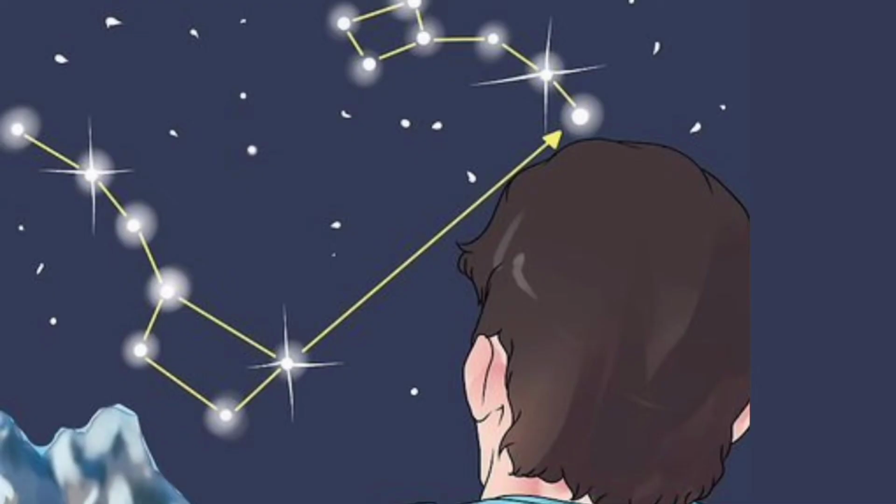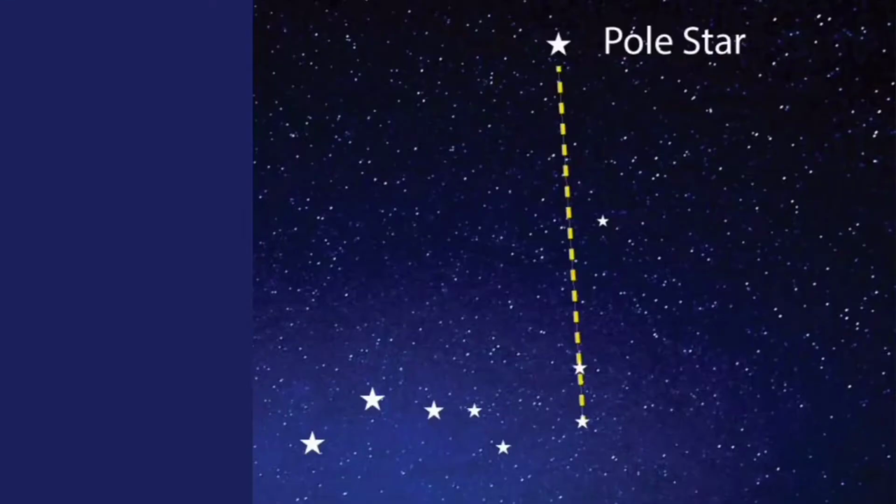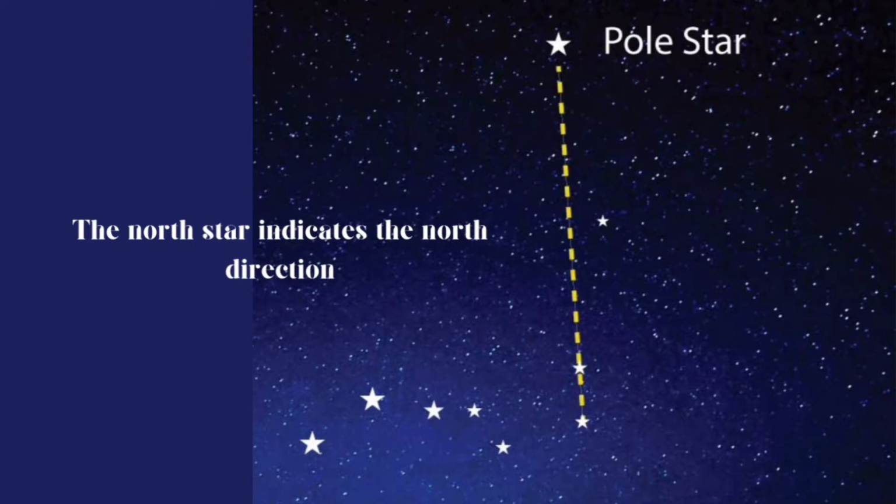In ancient times, people used to detect direction with the help of stars. The North Star indicates the north direction. It is also called the pole star.